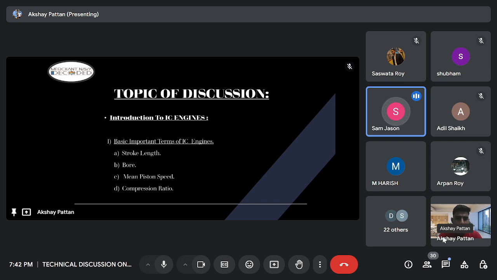It's the ratio of the total volume of the cylinder to the clearance volume of the cylinder. Okay, total volume of the cylinder to the clearance volume of the cylinder. So this is the definition for something else, Sam, not compression ratio. That is some other ratio you are telling about.